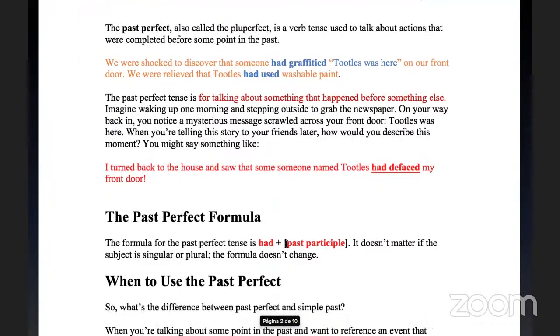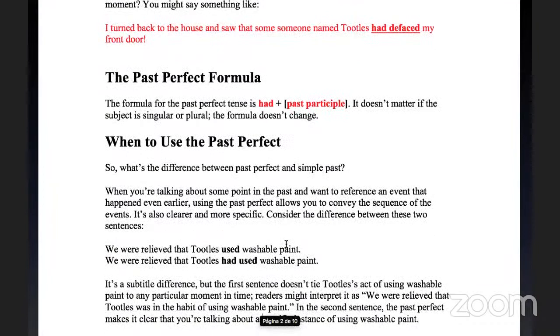¿Cuál es la fórmula? ¿Cuál es la estructura? Bueno, vamos a poner entonces primero el sujeto, had, past participle, y después acá el predicado, obviamente. It doesn't matter if the subject is singular or plural. No importa si el sujeto es singular o plural. We're gonna use had, siempre. We use had and then the past participle.